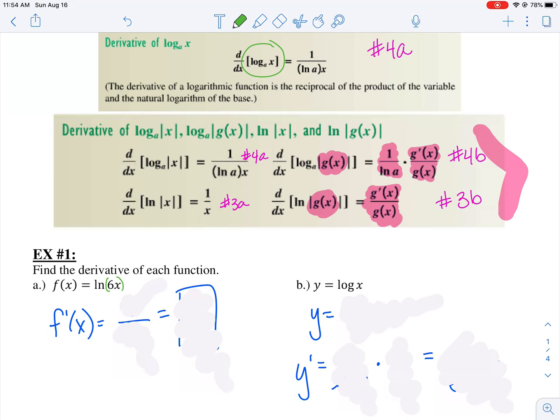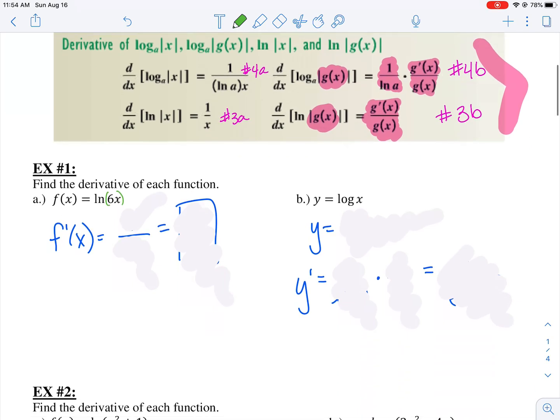Not just an x. So the derivative rule says I can just take the derivative of the inside over the original inside. So the derivative of 6x is 6 over the original inside, which is just 6x. Notice that I should be able to reduce a 6 from the top and the bottom, so I get that the derivative of the natural log of 6x is just 1 over x.